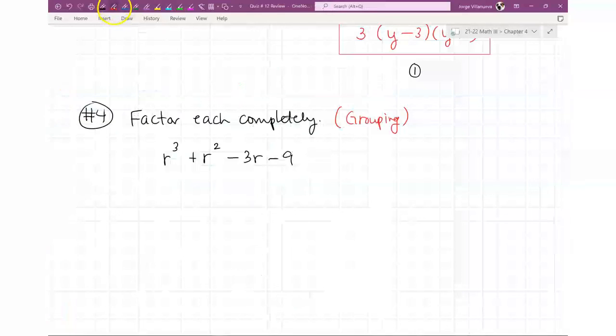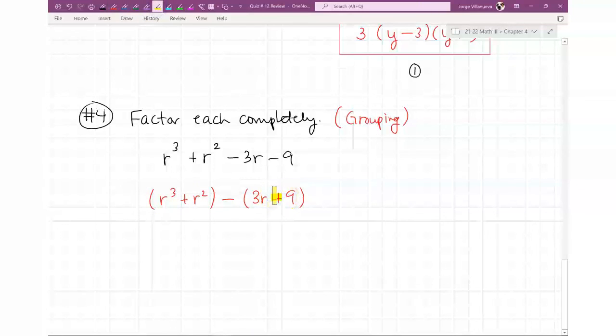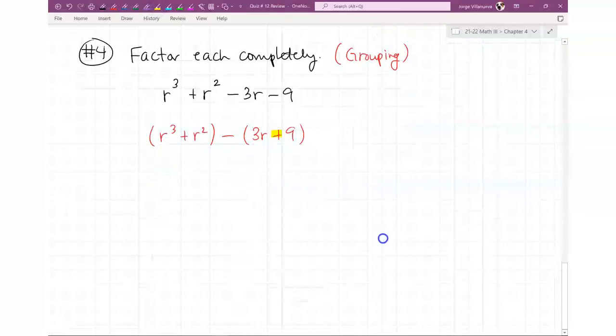So first step, parentheses around. So this is going to be r cubed plus r squared minus 3r plus 9. I want to remind you guys that plus, right? It changes signs because of that negative in the middle.